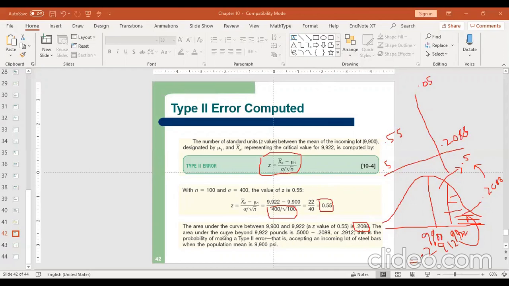So the probability of making the type 2 error is 29%. That is, accepting an incoming lot of steel bars when the population mean is 9,900 psi.